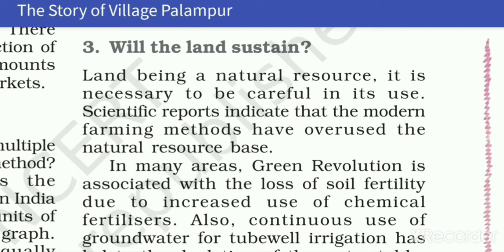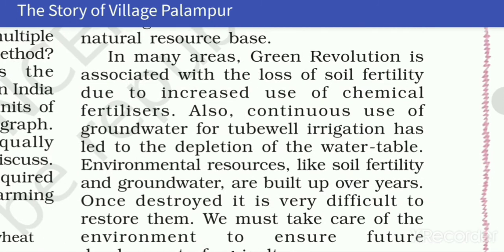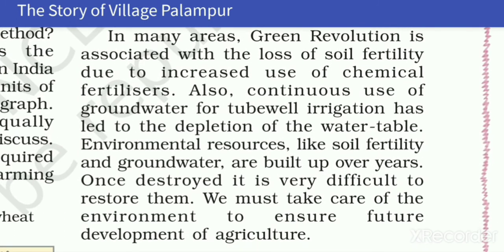As we know that land is a natural resource and every resource must be handled with care. Otherwise, what will happen? It will be destroyed. Scientific reports revealed that the modern farming methods have damaged the land of cultivation. Under the Green Revolution or modern farming method, increased use of chemical fertilizers has damaged the fertility of land.